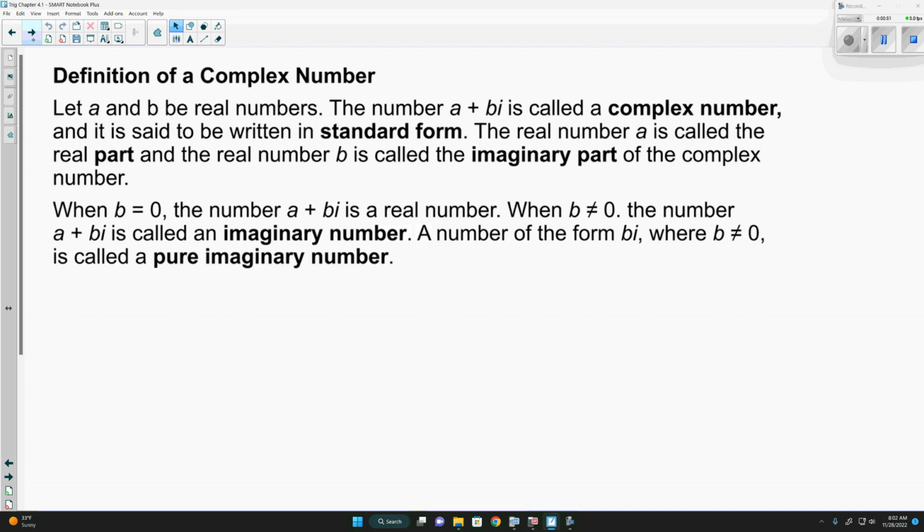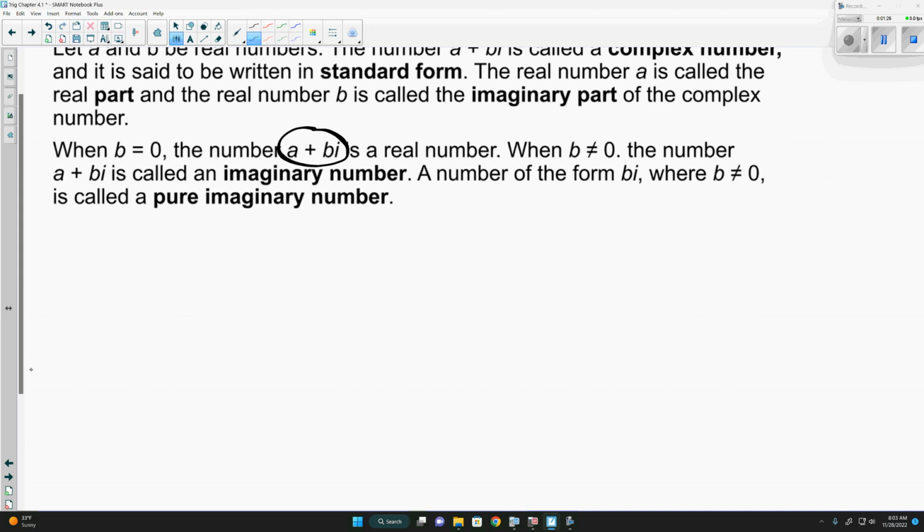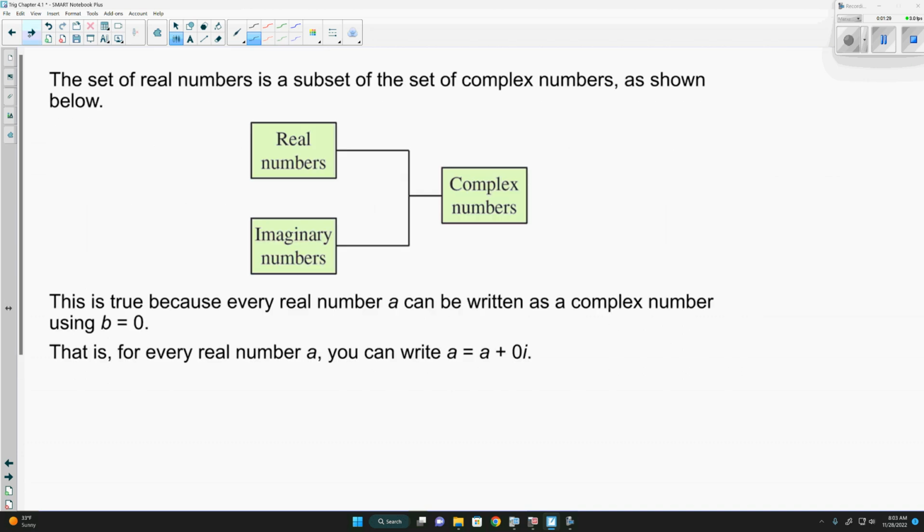Now, the first part, when we define a complex number in standard form, we have A, which is the real part, and B is the imaginary part. It comes in the standard form of A plus BI. So any complex number can be written in the form of A plus BI, where A is the real part and B is the imaginary part. When B is not equal to 0, this is an imaginary number. The number BI, where B is different from 0, is called the pure imaginary part. So we have the real and imaginary parts of a complex number, because when we combine them together, we do get a complex number.